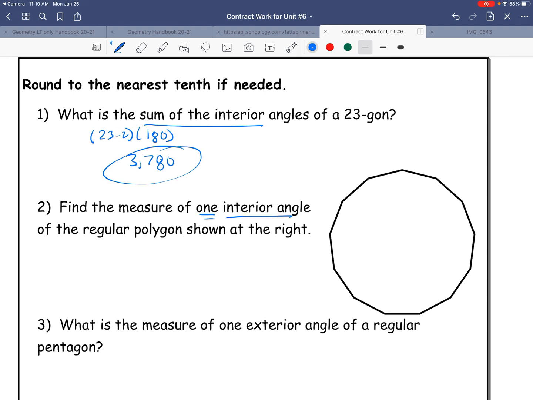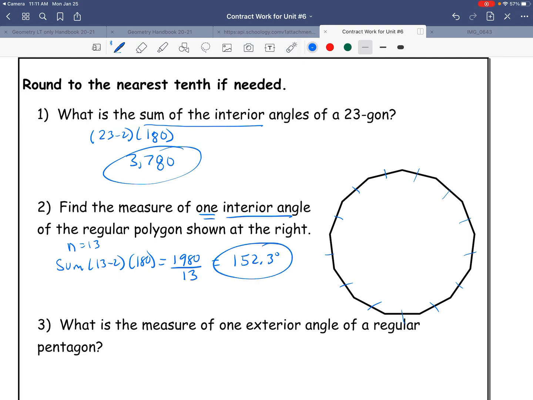Find the measure of one interior of the regular polygon. First, identify how many sides: 1, 2, 3, 4, 5, 6, 7, 8, 9, 10, 11, 12, 13 sides. N equals 13. So to get the sum, you do 13 minus 2 times 180, and that gives you 1980. Now that's the sum. We want 1, so we have to divide by how many angles there are, which is 13. That gives us 152.3 degrees.